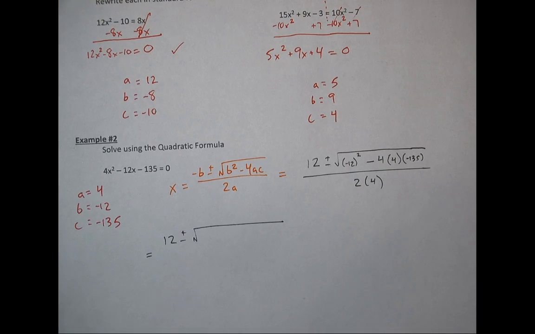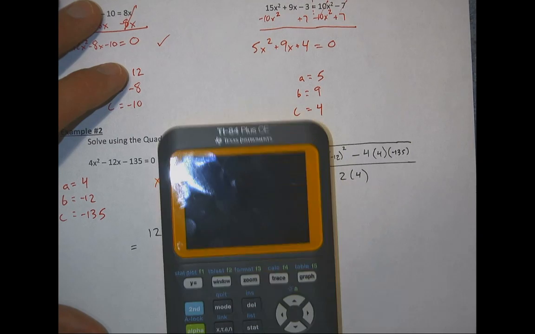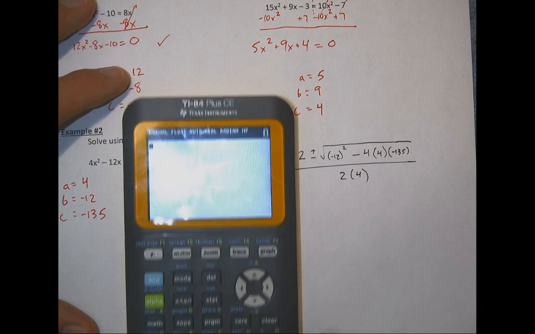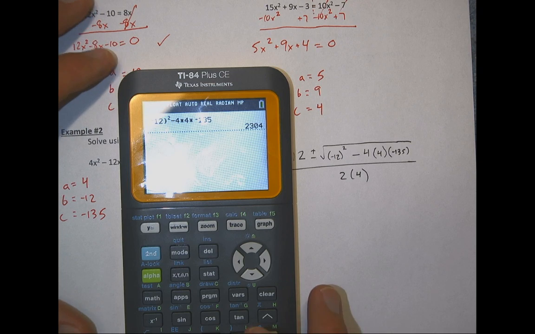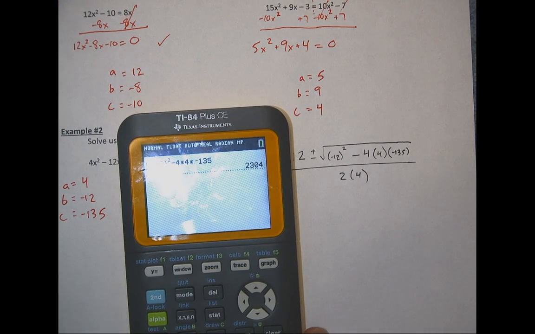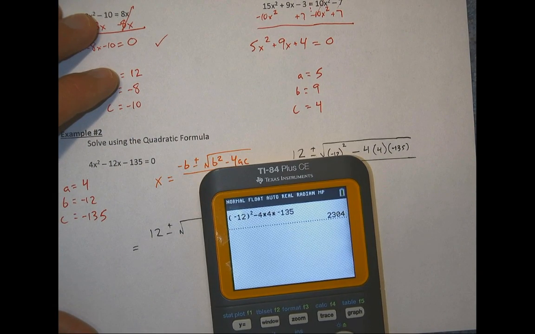So we can go ahead and put most of this in our calculator. Let's go ahead and do that. I want to simplify this bottom part right here: negative 12 in parentheses squared minus 4 times negative 135. Okay, and it did all of it for me. So if you're careful with your parentheses, you can certainly just plug all of that in.